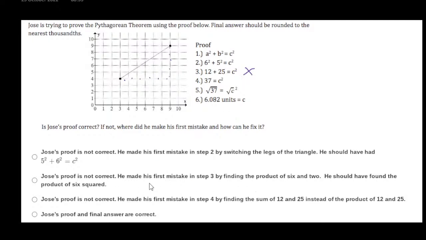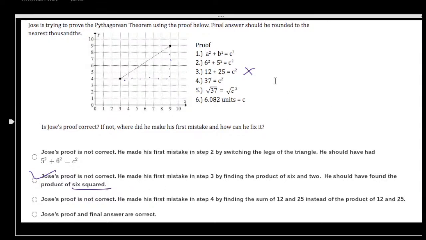Joel's proof is not correct, as he made his first mistake in step number 3 by finding the product of 6 and 2 and 2. He should have found the product of 6 squared. Okay, 6 squared. Joel's proof is not correct, so this is the right answer. He made his first mistake in step 2 by switching the legs. Okay, that is not correct. He made his first mistake in step by finding. Okay, this is not correct. So the second option is the correct one, because here he made a mistake. He should have 36. 6 6s are 36.